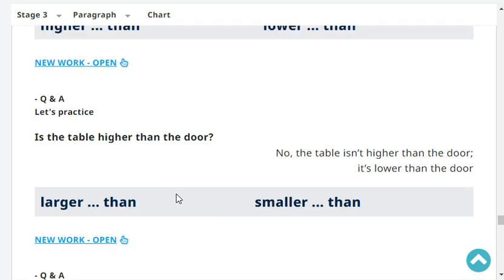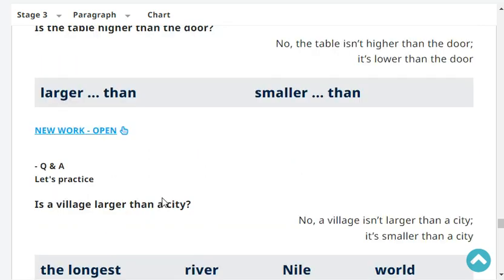Okay, now let's talk about the door. Is the table higher than the door? No, the table isn't higher than the door. It's lower than the door. Very good. Okay, so that's the end of our revision.